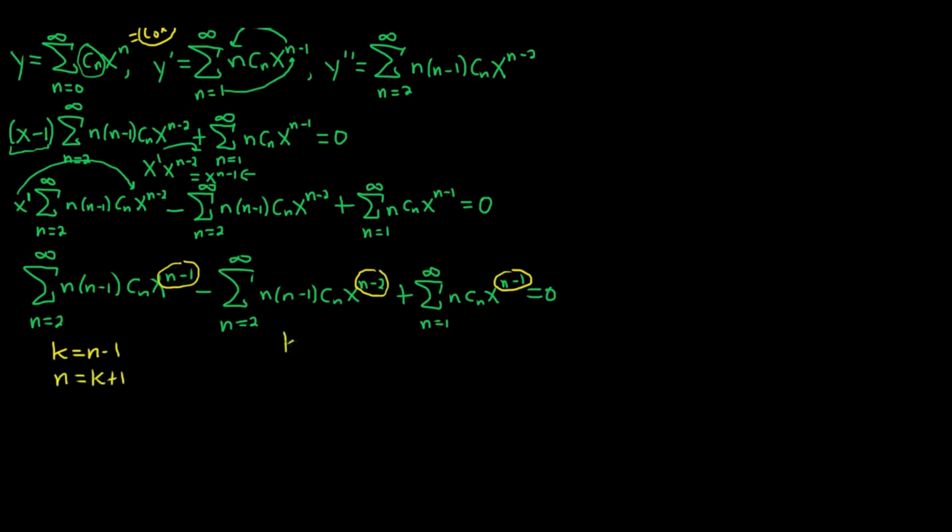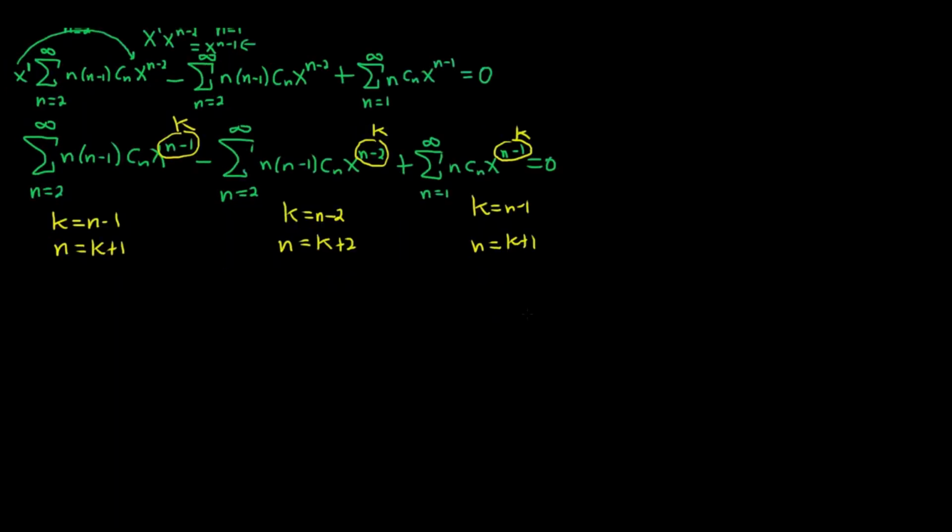You do it again over here. k is n minus 2. We're basically shifting the index. We want to make all of these k's. And then n is equal to k plus 2. And then here k is n minus 1, and so n equals k plus 1. Good stuff. Some people do the shifting in their head. I don't like to go there.